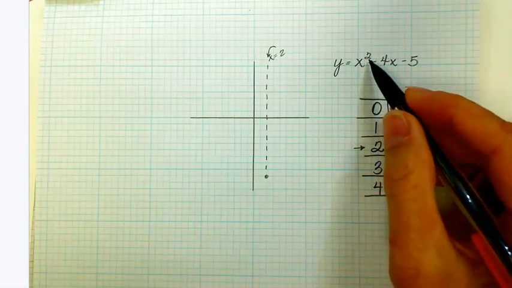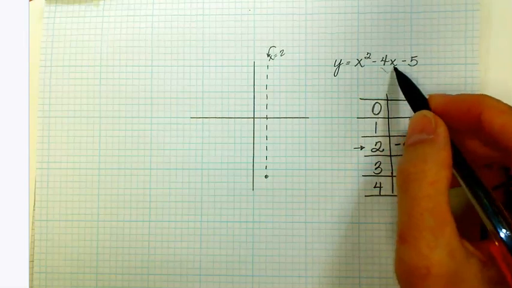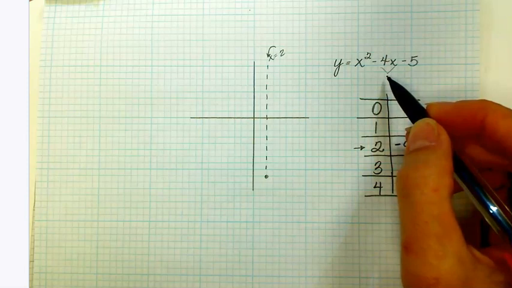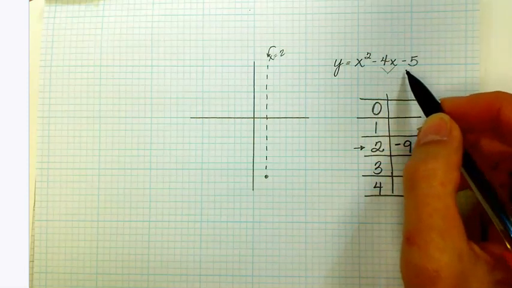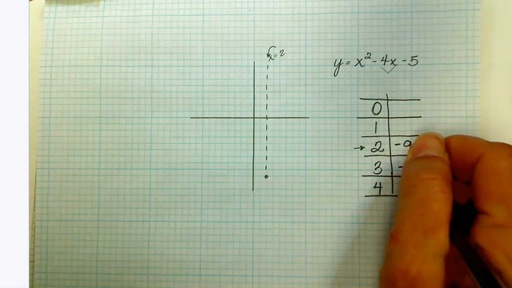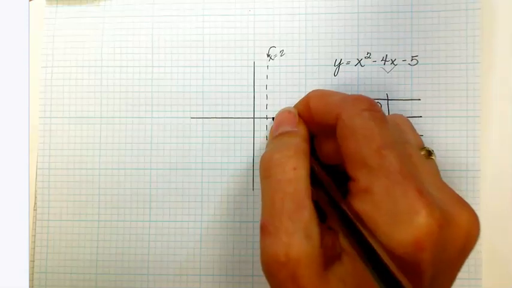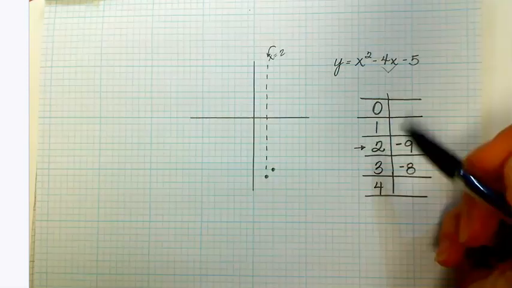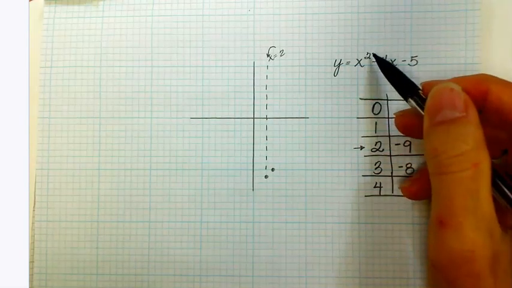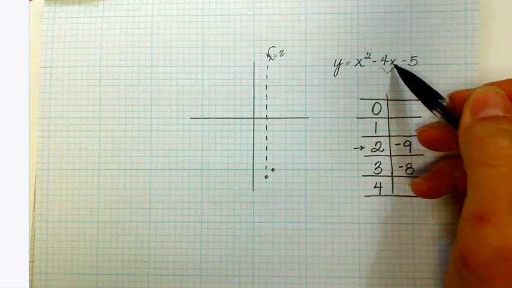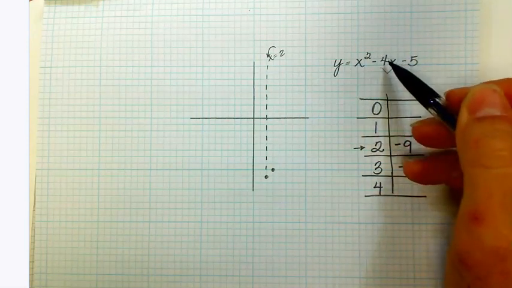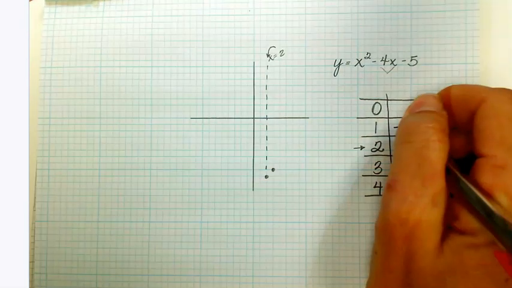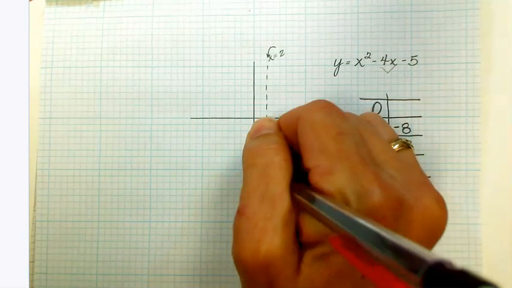3 squared is 9. 9 minus 12 is -3. Minus 5 more, that's going to be -8. Okay, so (3, -8). All right. Take this one. 1 squared is 1 minus 4 times 1. So 1 minus 4 is -3, and then another -5, and that brings you to -8 also. So (1, -8).